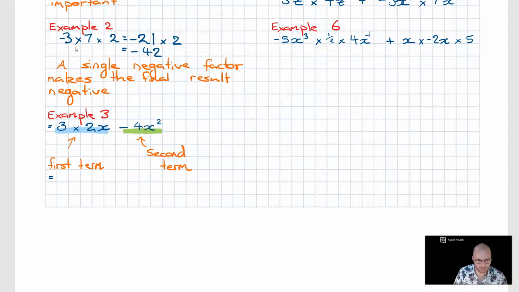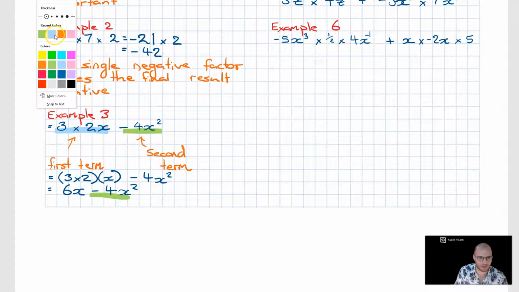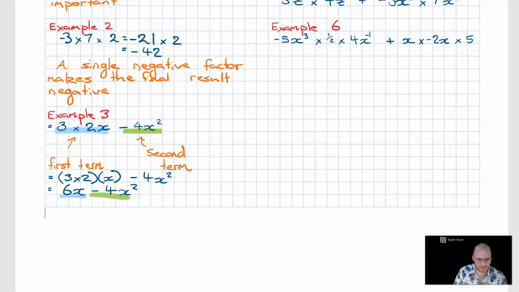So when we're multiplying factors here, we're going to multiply all of the coefficients together. So we're going to go 3 times 2, and then we'll put the variables at the back here. Then we're going to get the 4x squared, and we can't do anything with that. Now, 3 times 2 is 6. We have the x, and then we have minus 4x squared. So this is our final result here, because remember, we can't collect like terms if we have differing powers in the variable.